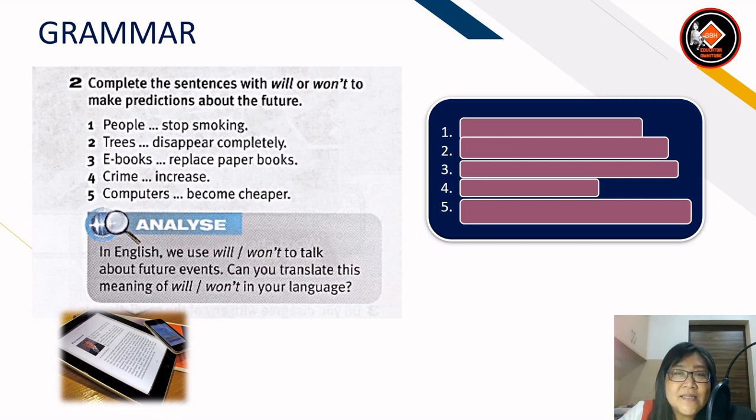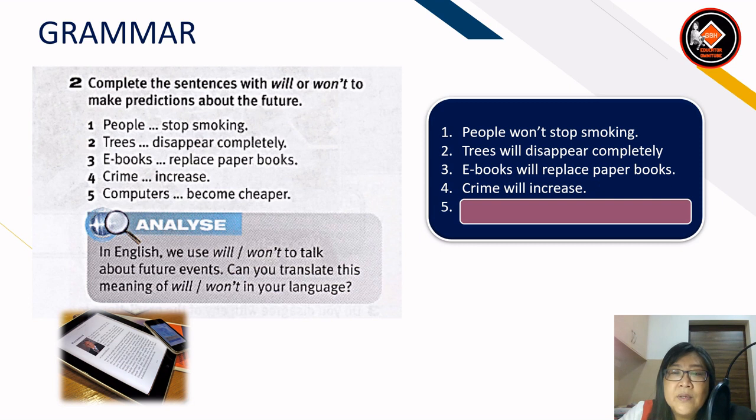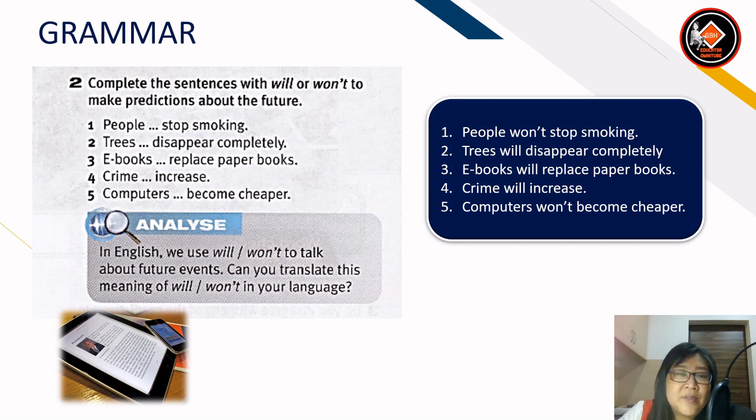Now let's complete the sentences with will or won't to make predictions about the future. Number 1, people stop smoking. So the sentence is, people won't stop smoking. So this can be your sentence. Number 2, trees disappear completely. So trees will disappear completely. E-books replace paper books. So e-books will replace paper books. Crime increase. So crime will increase. Computers become cheaper. So computers won't become cheaper.